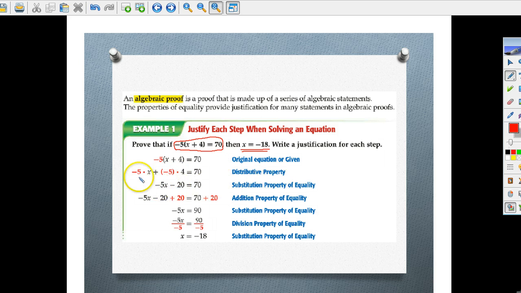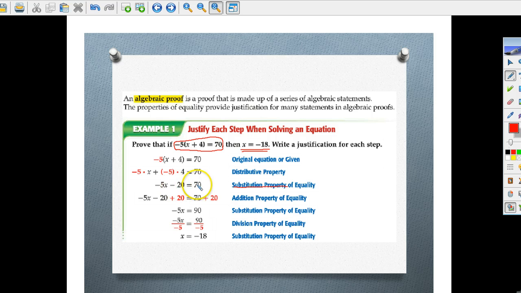Okay, next, what would you do? You would simplify the negative 5 times x into negative 5x, negative 5 times 4 into negative 20. So when you're actually solving something and making it look simpler, that's when you use the substitution property. Okay? So instead of writing negative 5 times x, I wrote negative 5x. Instead of writing negative 5 times 4, we wrote negative 20. Okay, so you're just substituting.